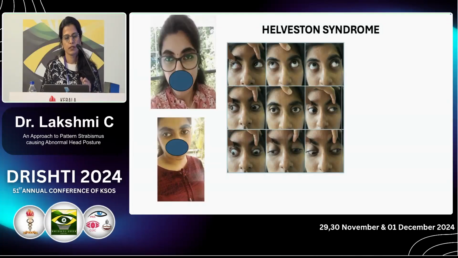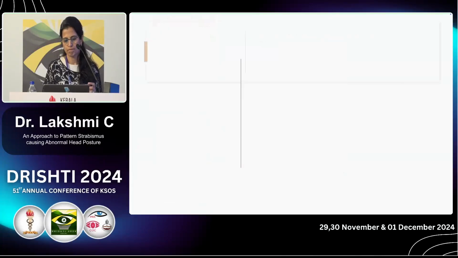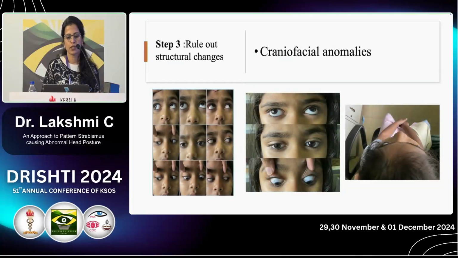So this is the patient with an A pattern exotropia, and in these pictures we can see that the patient is keeping a chin down posture, but along with it she has a small right head tilt, and in this position the exotropia is actually more, and she also had a DVD. This was a patient with Helveston syndrome, A pattern exotropia and DVD. And as already mentioned, craniofacial abnormalities we need to see for plagiocephaly. We can have a V pattern, but it's not actually due to an oblique muscle overaction.